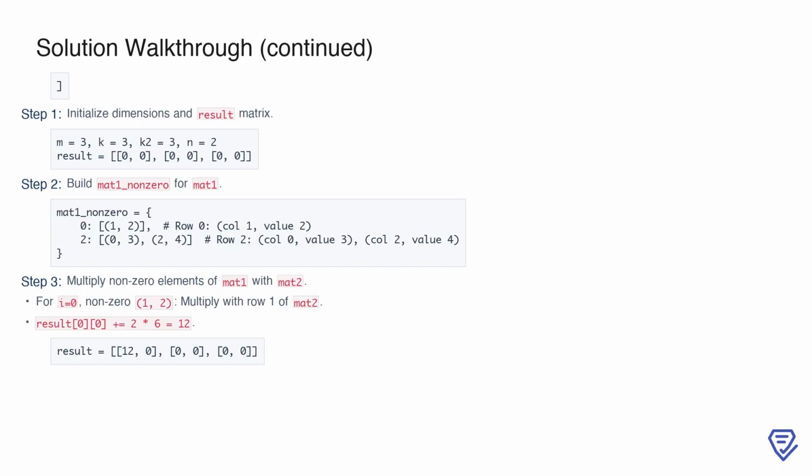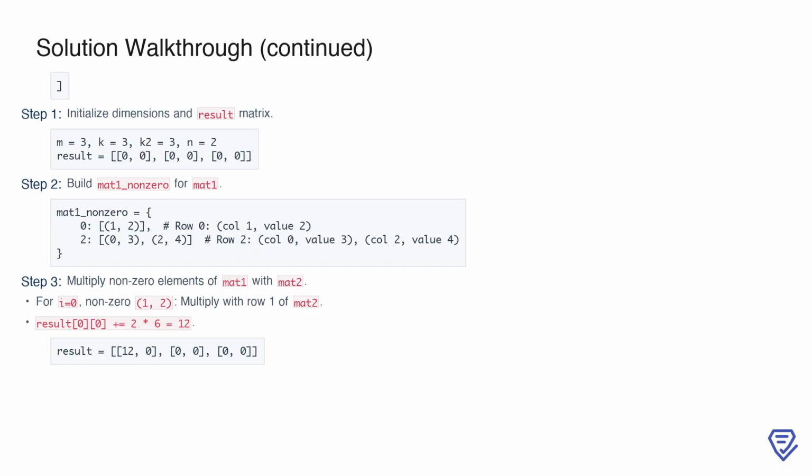For row 0, the only non-zero value is 2 at column 1, so we store 1, 2. Row 2 has two non-zero values, 3 at column 0 and 4 at column 2, so we store 0, 3, 2, 4. With this mapping, we move to the multiplication step. For row 0, the non-zero element, 1, 2, interacts with row 1 of mat2, specifically column 1 of mat1 with row 1 of mat2.